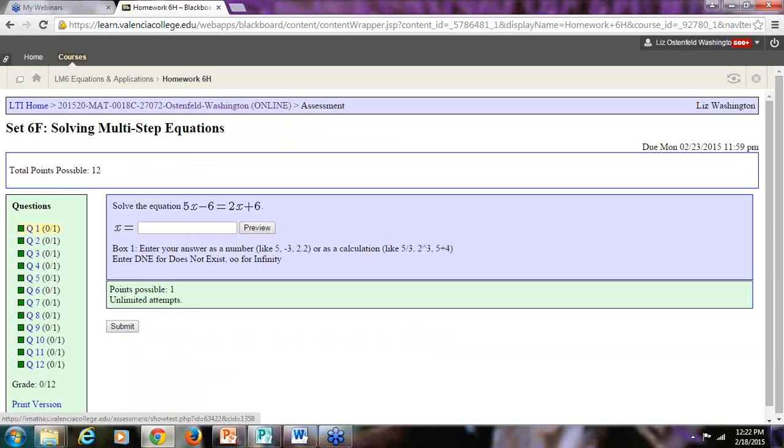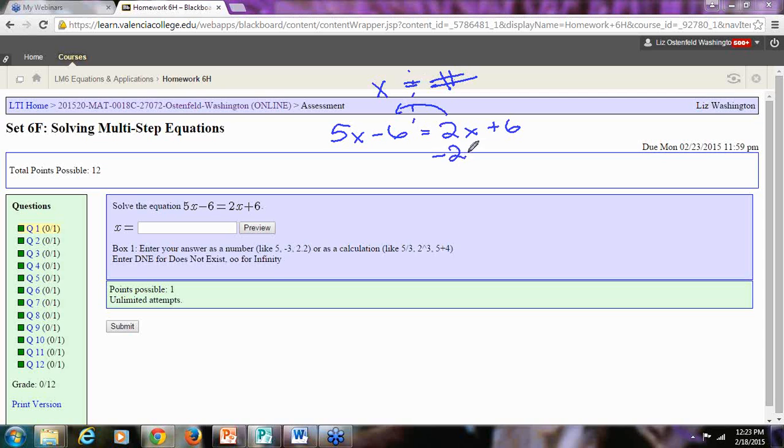Alright, so 6F is equations. And our goal, and I'm going to just rewrite the problem here. Let me just make this a little smaller. Okay. The goal here is to get the variable all by itself on one side of the equation. I'm a creature of habit. I like my variable on the left, and I like everything else on the right hand side of the equal sign. Okay? So what I'm going to do is I'm going to bring 2x to the left by subtracting it.